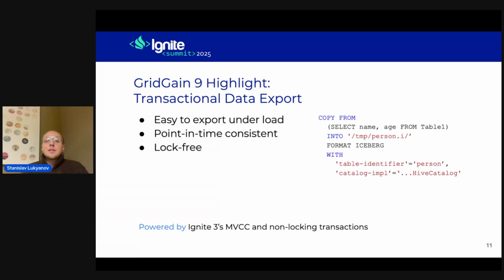Thanks to Ignite 3's non-locking transactions, we can now export data under load in a non-locking, lock-free fashion with point-in-time consistency. It means that the moment you start your data export, the state of the system is frozen, and this is exactly the state, this point-in-time transactionally consistent state that will be exported into your Apache Iceberg, into your lakehouse, so that you can be sure that your downstream systems will get a consistent copy of what was in GridGain at the time.